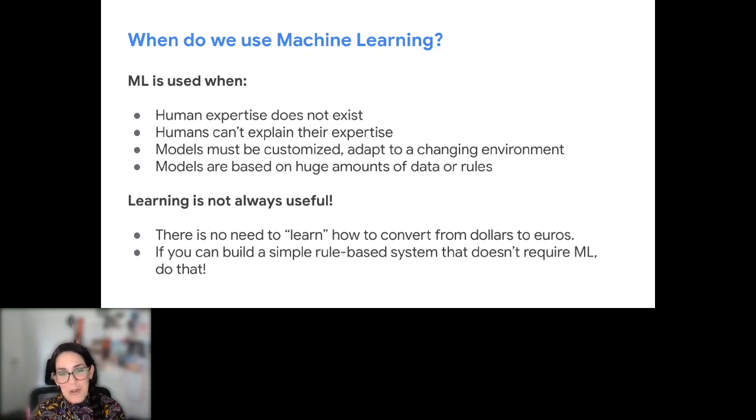So, for example, you don't need to create a machine learning algorithm to convert dollars to euros. You don't really need to do that. There is a simple algorithm that you can create. Maybe you need an API to connect to the latest exchange rate, and that's it. So you don't really need machine learning for that. Obviously, this is a very simple example, but you can think of other, more complex examples where you don't really need machine learning.